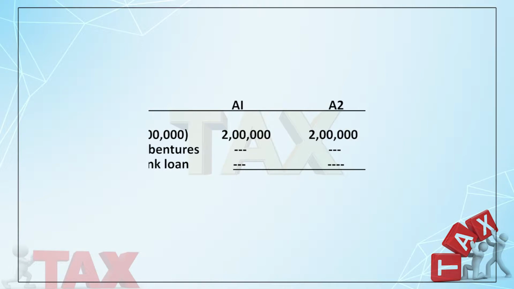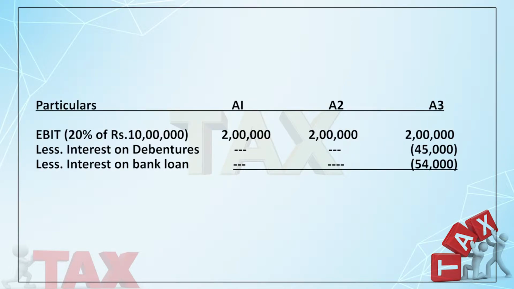You see the first one. There are three alternatives and we know that the earning is 20% and your investment is 10 lakhs. So your EBIT, earning before interest and tax, is 20% of 10 lakhs, which is 2 lakhs. Because whatever alternative you are choosing, your total investment is 10 lakhs, right? Therefrom, we shall deduct the interest.